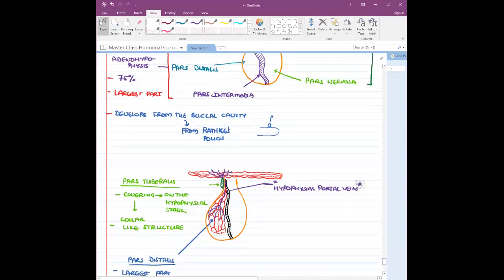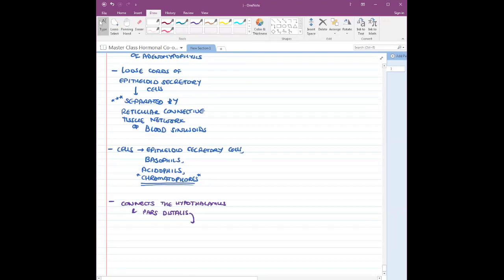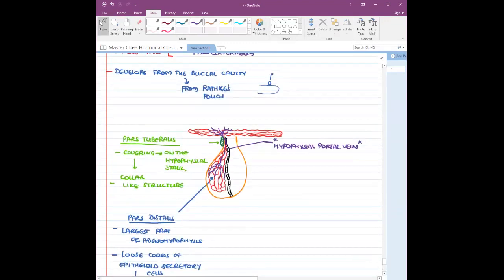Okay, so let me just put this down once again. This is connected with the help of the hypophyseal portal vein. And once again, what is this portal vein? It starts and ends in capillaries. So this is a portal vein. Anyways, guys, this is what we need to know with regards to your entire pars distalis.